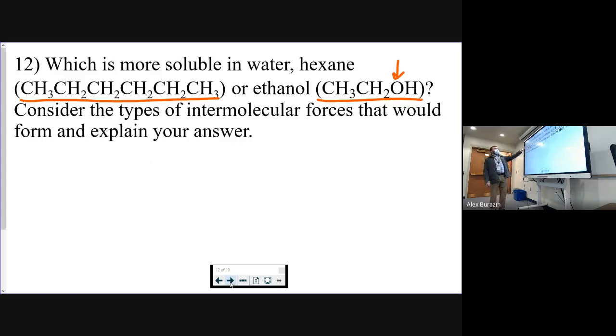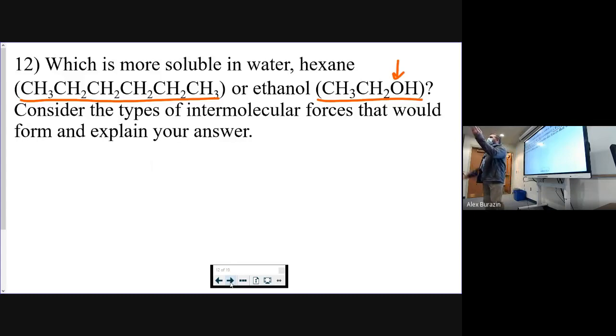So which of these is going to mix with water? Well, the ethanol is going to mix way better with the water. Ethanol is polar. Water is polar. Polar things mix with polar things. Like dissolves like is the phrase. If I have a nonpolar substance, it's going to dissolve better in a nonpolar solvent. Yep. Water's polar, oil's nonpolar.